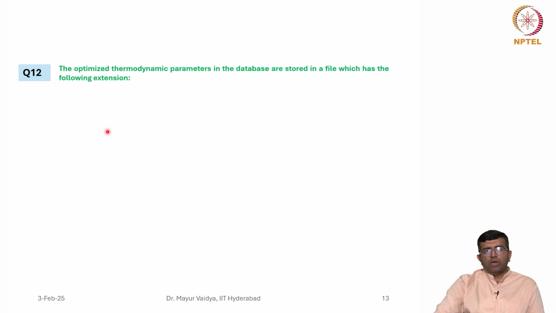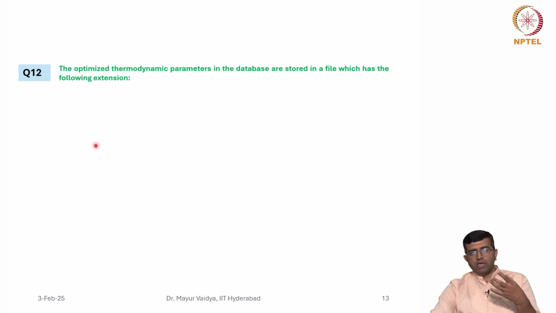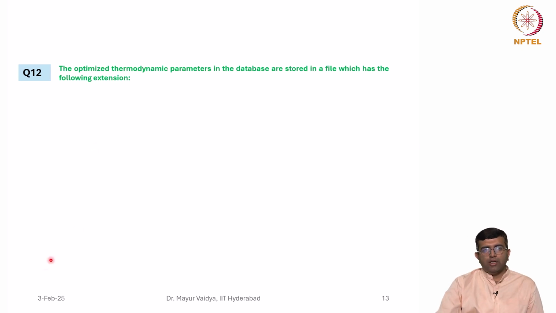Question number 12. The optimized thermodynamic parameters in the database are stored in a file which has the following extension. So, after all the steps I mentioned previously are done, the entire thing is stored in a database file which has a standard universal extension. Which of them correctly represents that? .tdf, .tdb, .thb and .thd. So, here the correct option is .tdb, the thermodynamic database file.